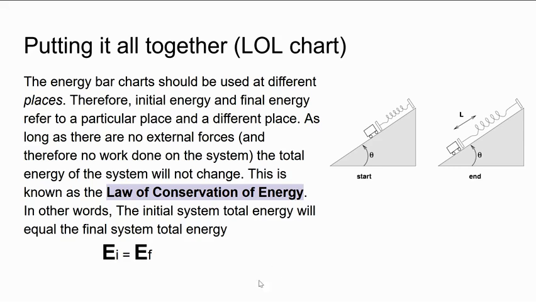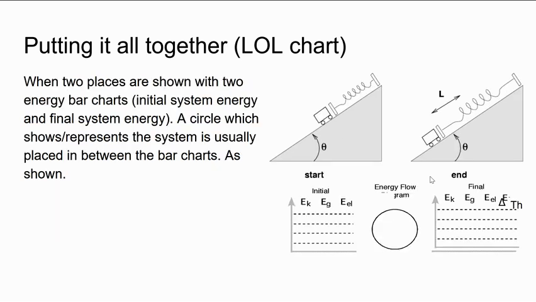And that right there is the key to solving these problems, because at some point or another, it's going to ask you, well, what is the full length of stretch? And you'd have to think about, well, what is the internal energy related to the spring system? So as it goes through this one, and we'll do this one together here in a second, it's going to say, when two places are shown with two energy bar charts, the initial system is always the beginning, and the circle is going to represent our system. That is the actual chart system that we're going to be talking about.